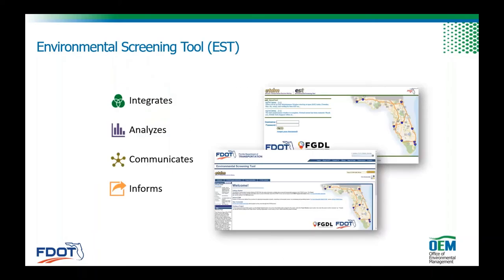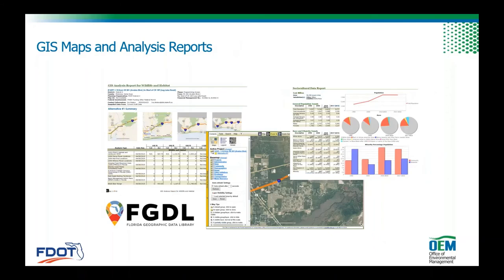So how do we do this? And you'll see a lot of the discussion coming up, but we have the environmental screening tool, a web-based tool. It's accessible by the departments, accessible by the public, accessible by our partners, and it integrates, analyzes, communicates, and informs folks. There are lots of email notifications and access to things. It's all maps-based, with analysis reports.